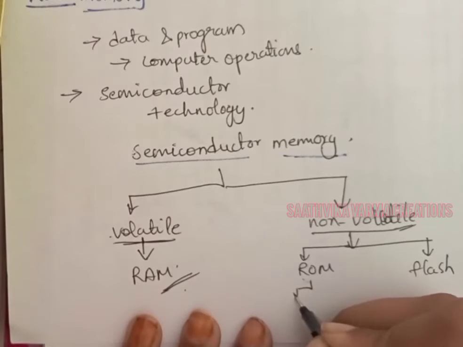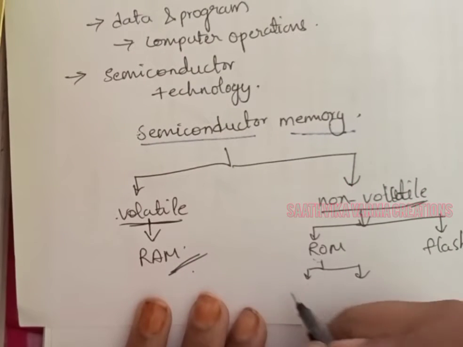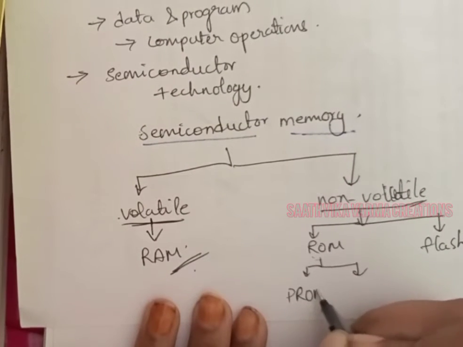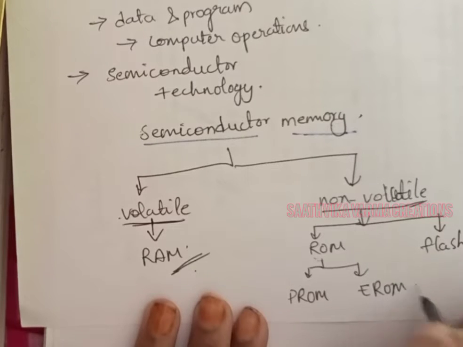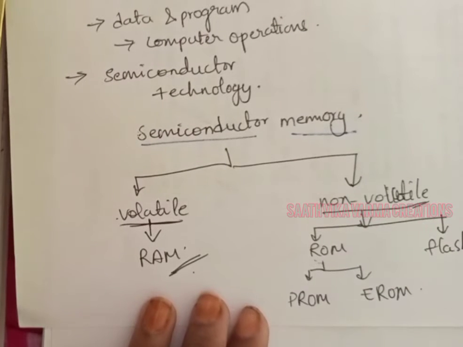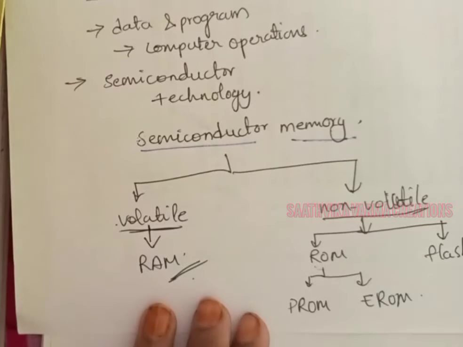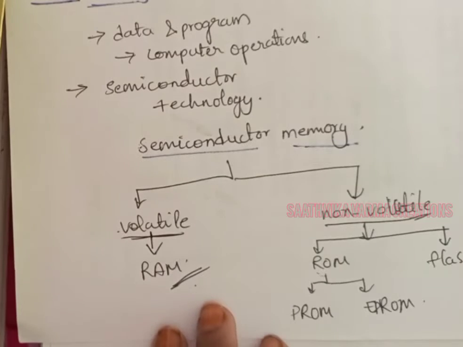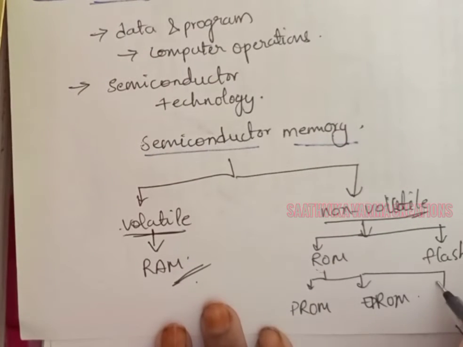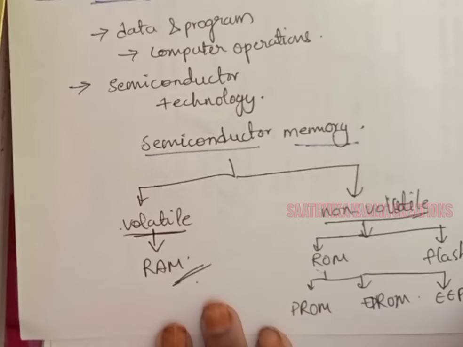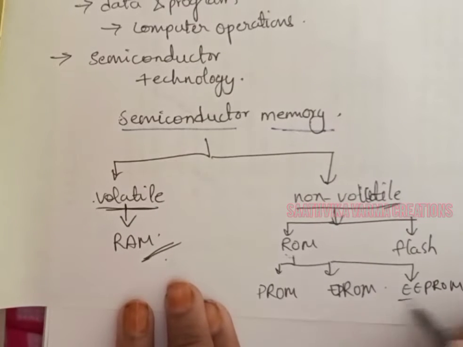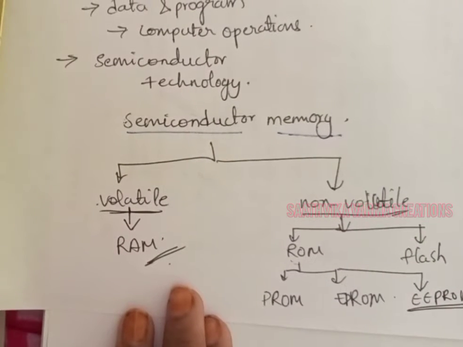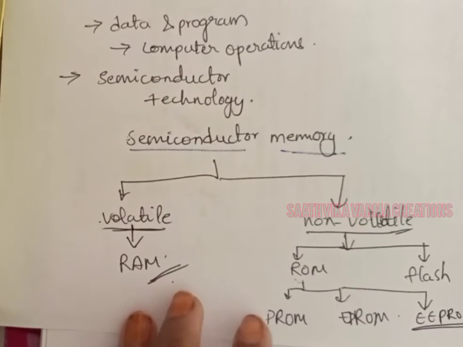Again, ROM has different types: ROM, PROM and EPROM, where PROM means programmable ROM, EPROM means erasable PROM, whereas EEPROM means electrically erasable PROM. These are commonly used PROMs.